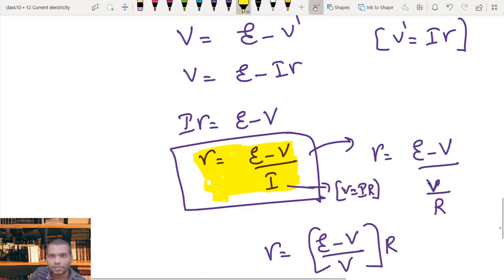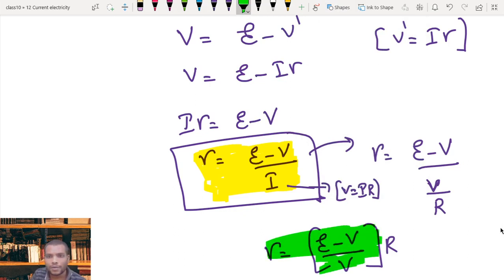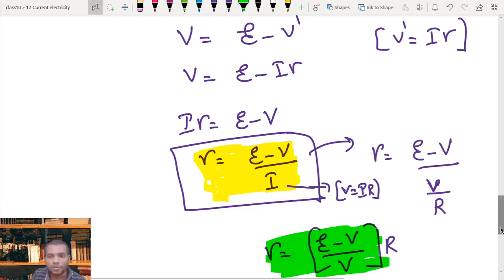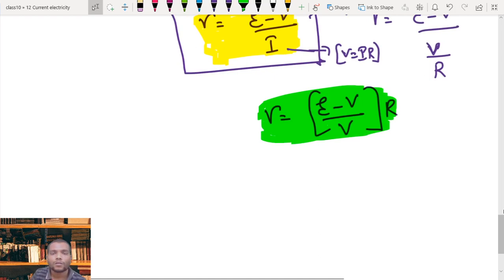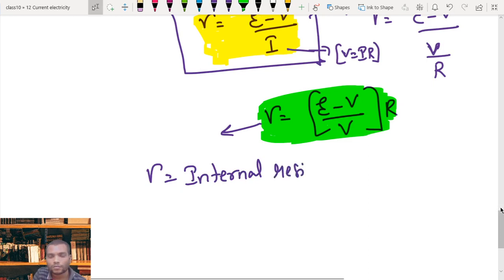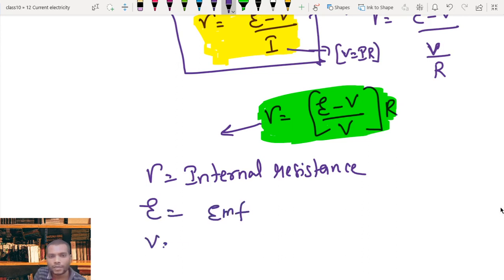So here don't get confused at all. I will write the characters. Here small r is the internal resistance, E is the EMF, V is the terminal potential difference, and capital R is the external resistance or load resistance. Now this is the formula for internal resistance. Here small r equal to internal resistance, E equal to EMF, V equal to terminal potential difference, and R equal to external resistance.